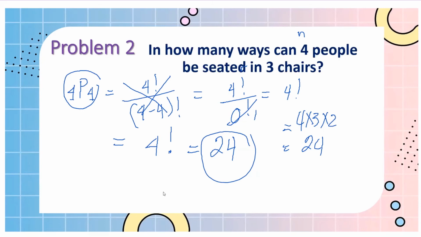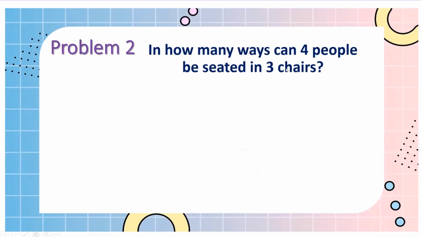Problem number 2. In how many ways can 4 people be seated in 3 chairs? A while ago, lahat sila. Lahat ng 4 makakaupo kasi 4 yung chairs. Pero this time, nabawasan yung chairs, only 3 chairs, and there are 4 people. So, pwedeng yung isa hindi mauupo. Next naman yung isa, palit-palitan. In how many ways magiging possible yon?